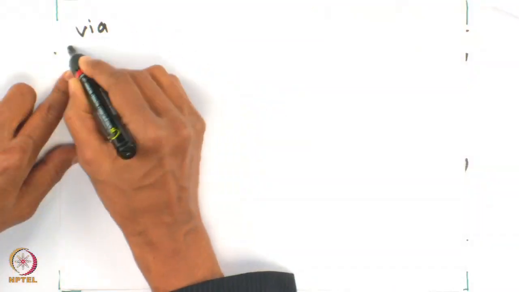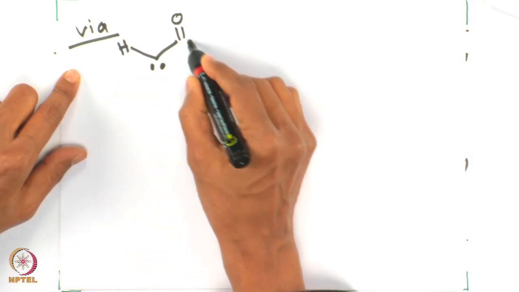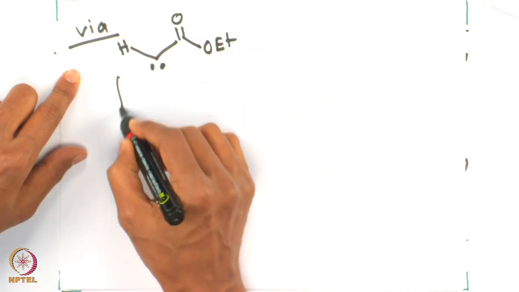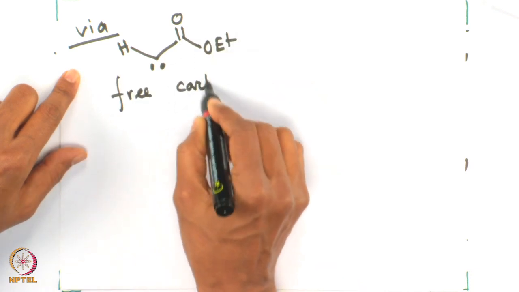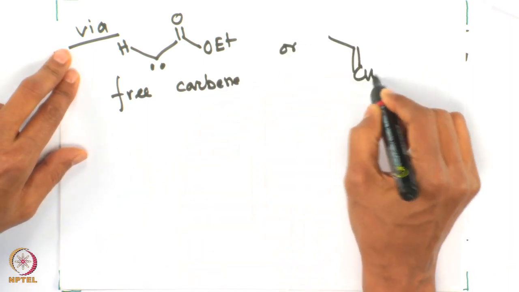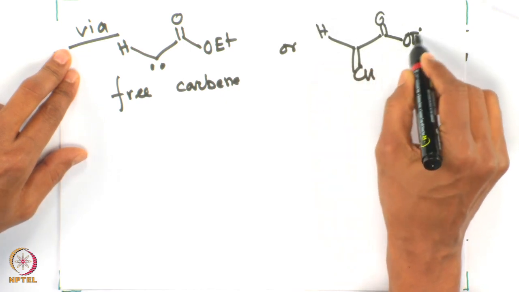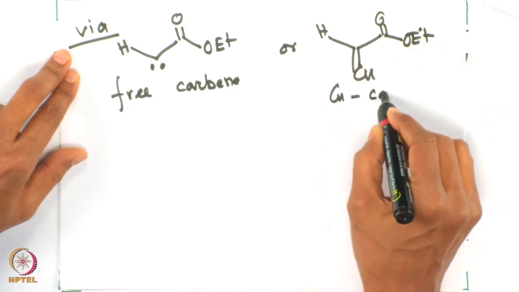Let us look at what has happened in the presence of a chiral catalyst used for these copper catalyzed reactions. What if it is via a free carbene? The free carbene that you are expecting is this one. So, this is your free carbene, or whether a copper carbene intermediate is forming. Of course, this you can name as copper carbene.